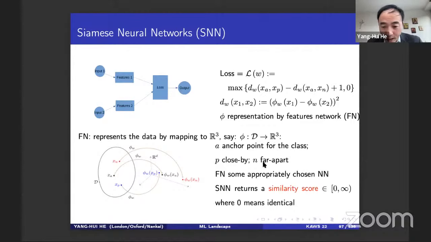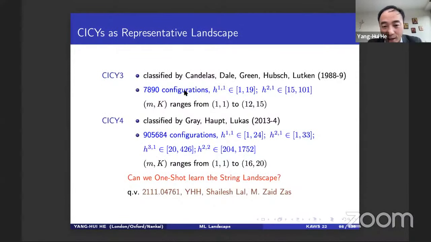You throw different pairs of features and it evaluates a similarity score. It's a score of 0 if it thinks the input features are very, very similar, and if they're identical, it should be 0. So you try this on something like CICY3, which is 8,000. There's also a 4-dimensional version of CICY called CICY4, which is classified by this gentleman, and this is a much more respectable thing. This is about 1 million different cases.